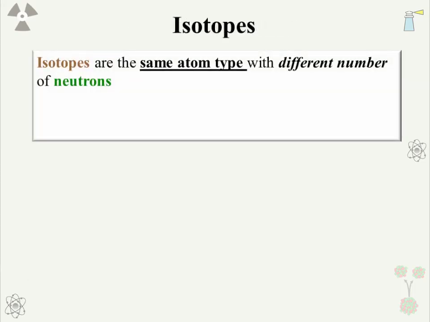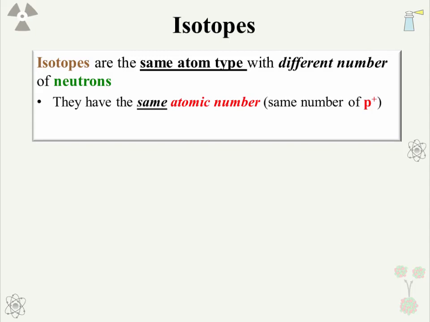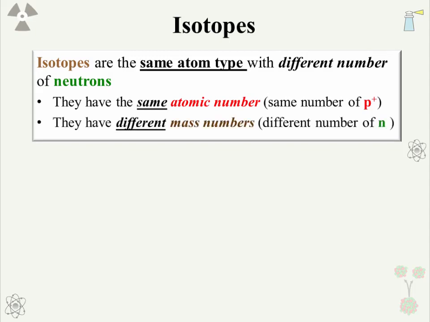The other review topic is isotopes. Isotopes are the same atom type with different number of neutrons. They have the same atomic number, same number of protons, but they differ in mass number. The only way for that to happen is if there are different number of neutrons.